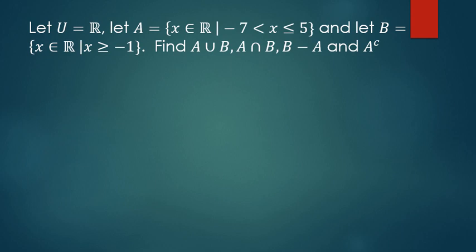Now, just as a couple quick notes before we actually go into finding these, notice that in the definition of A and B, I wrote out the x is in R such that, and then my following property. Because I identified my universal set U as R, I could have just not written that there. And I could have just said, let A be all numbers greater than -7 and less than or equal to +5. I could have just written that all out in words.